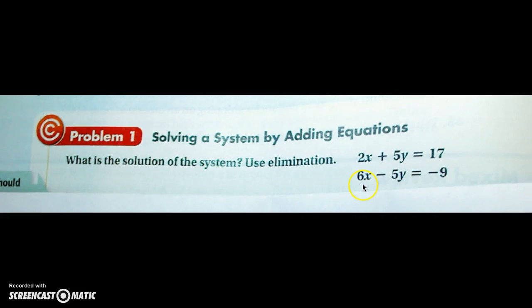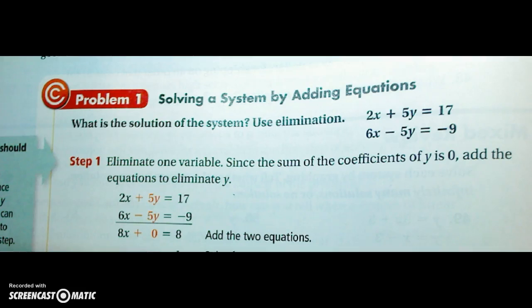So we look at our equations here and we see 2x and 6x. But we notice we have a positive 5y and a negative 5y. So here's where our focus is. We want to eliminate that y so we can solve for x to find our ordered pair that both of these equations go through. So here we have our positive 5 and our minus 5 is 0. So now we have 8x, and when we combine 17 and negative 9, we get 8. So we added the two equations together.